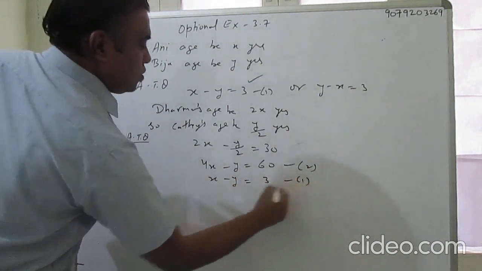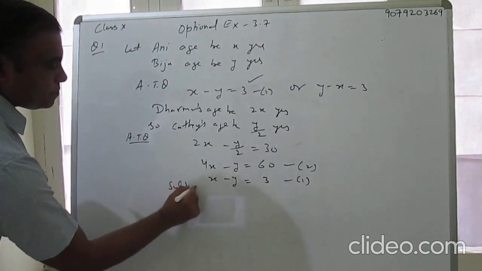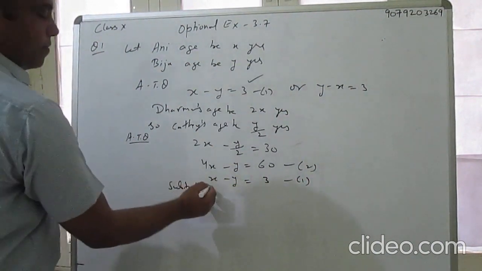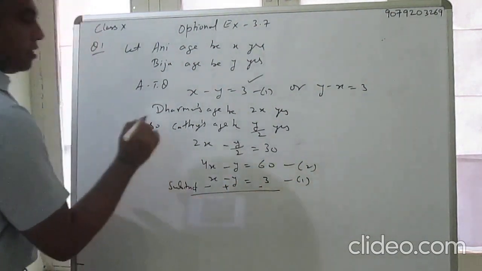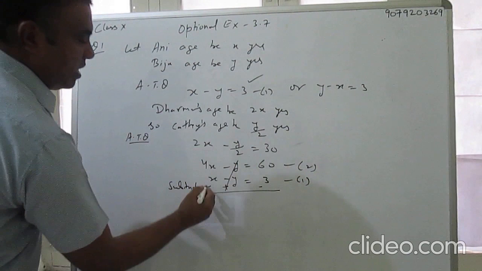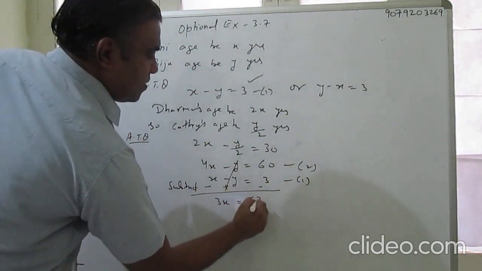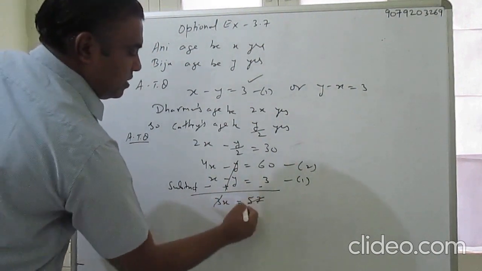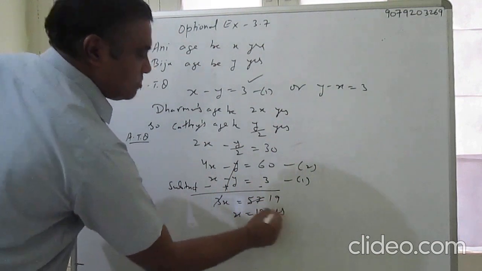See here, x minus y is equal to 3. This is the first equation. Signs are the same, so you can subtract. Minus, plus, minus. Now you can see that y cancels out. This is 3x is equal to 57. This will cut with 3. It is 19. So x is equal to 19 years.